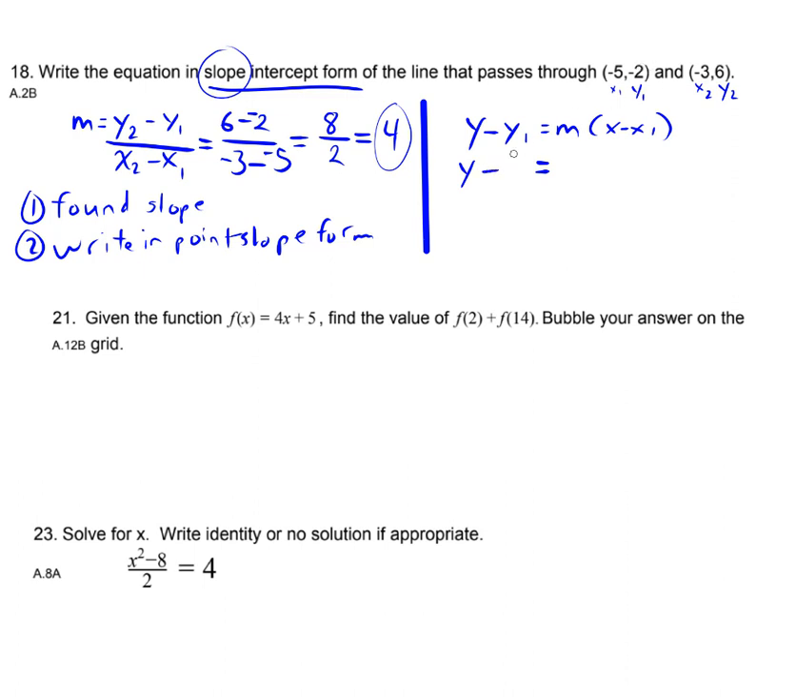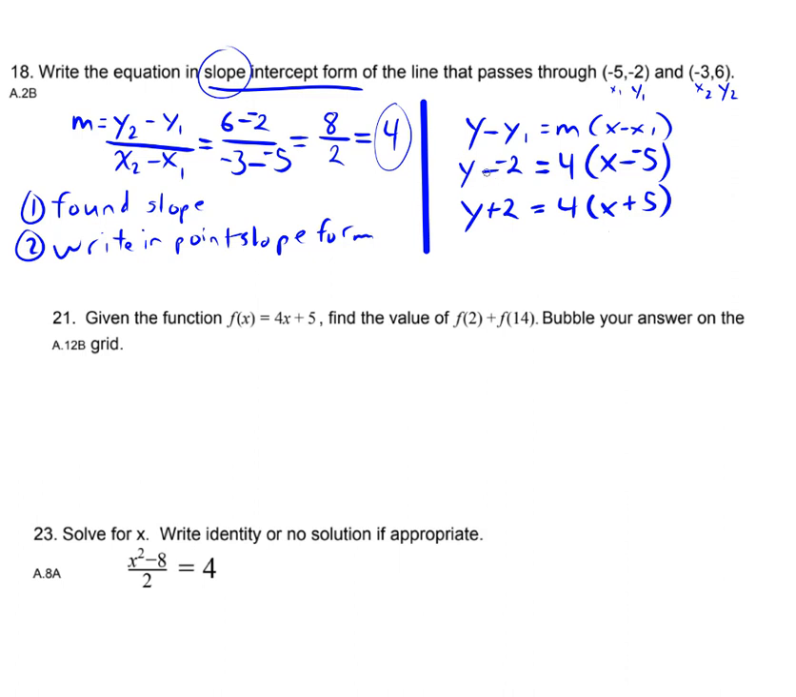Let me go ahead and put stuff in. Y minus my y1, which is negative 2. Be careful once again of those double negatives. That is equal to my slope, which is 4, m, times x minus my x1. My x1 is a negative 5. So now I get y plus 2 is equal to 4 times x plus 5. And what I have here is my final equation.